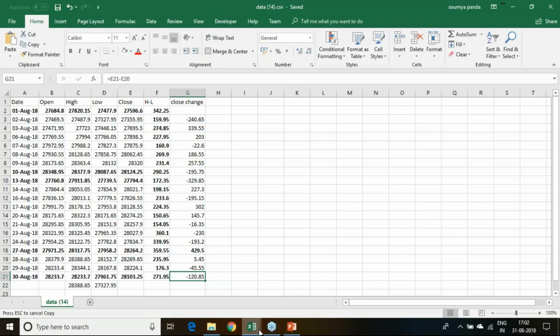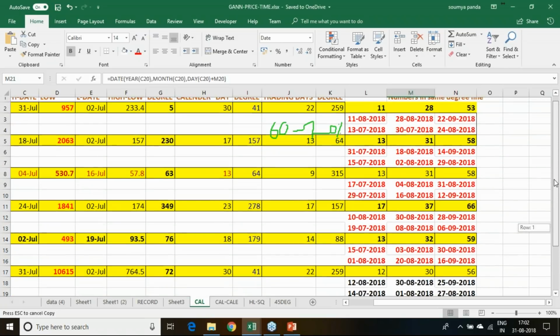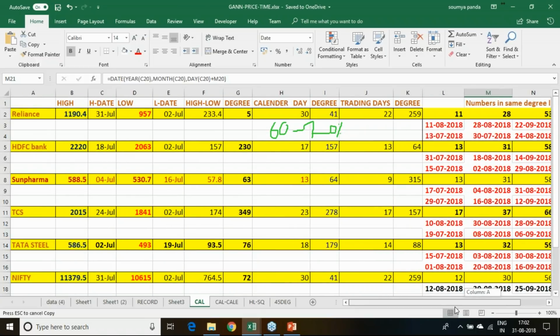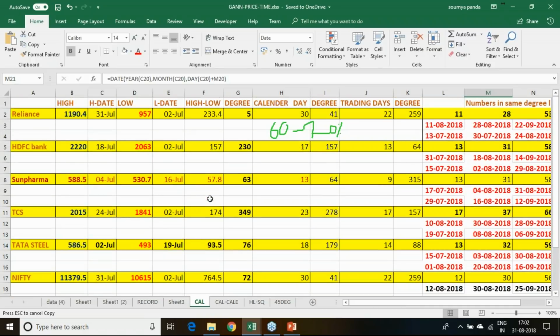As I used to say, this timing analysis, as per this particular method and as per my experience, gives you some 60 to 70% accuracy. Cross check all these days for August that we calculated by taking the July data. We have taken all these counters: Reliance, HDFC Bank, Sun Pharma, TCS, Tata Steel, Nifty and Bank Nifty. These are the dates, and the video is also available on the YouTube channel. Cross check it and then accept this method.